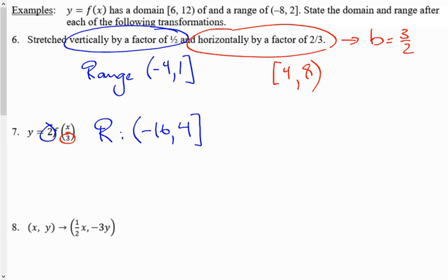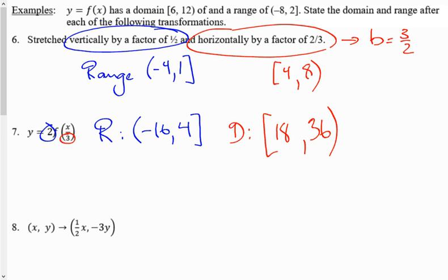Oh, we're getting close. I want more yet. Get multiplied. So domain was 6 times 3, 18. 12 times 3, 36. Good? Okay.